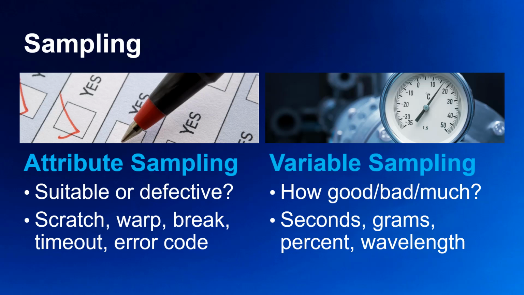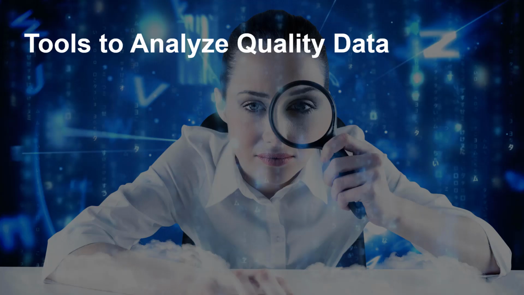You may not even need to directly measure each time. For example, instead of measuring the diameter of a pin, you simply see if it fits into a test receptacle. If it doesn't fit, it's defective. Once we have quality data gathered, we have tools to analyze it and report our findings. The tools can be arranged by their various practical uses.